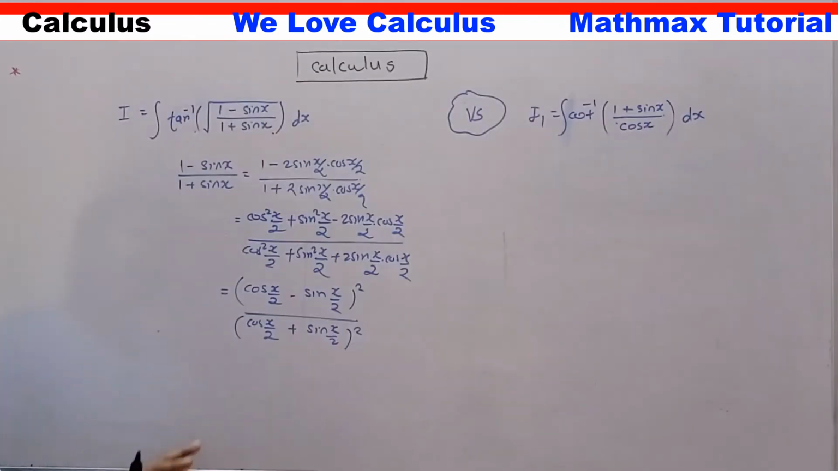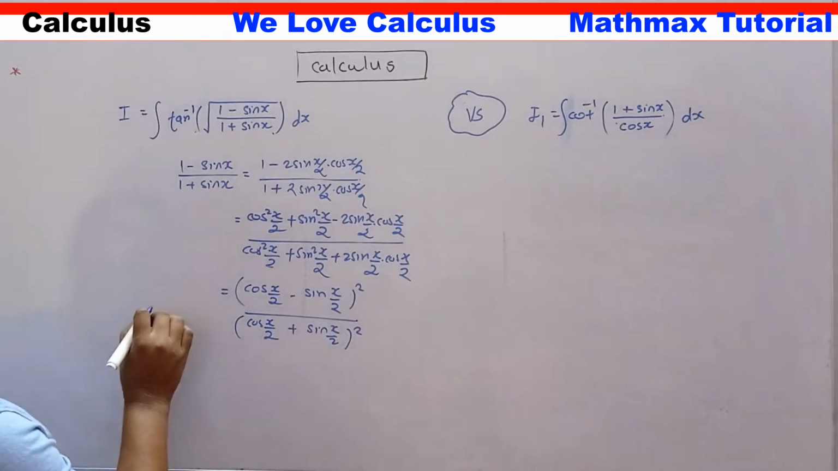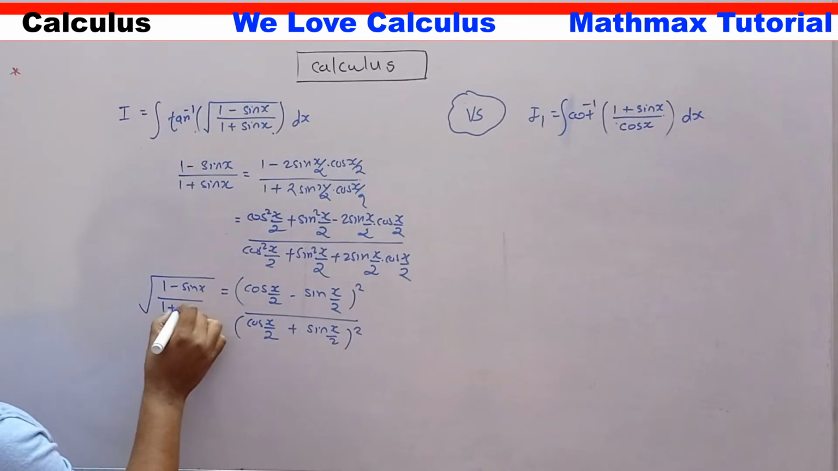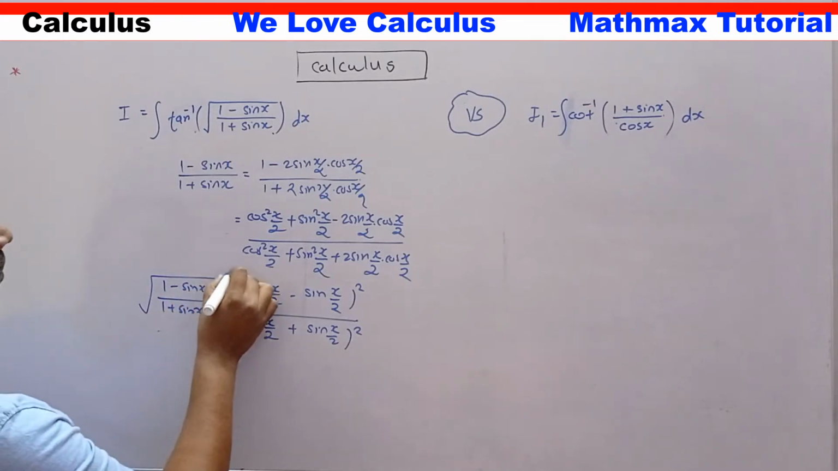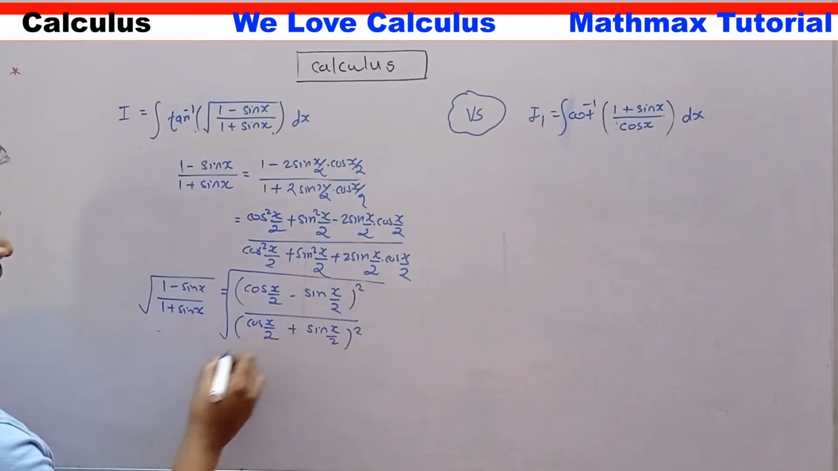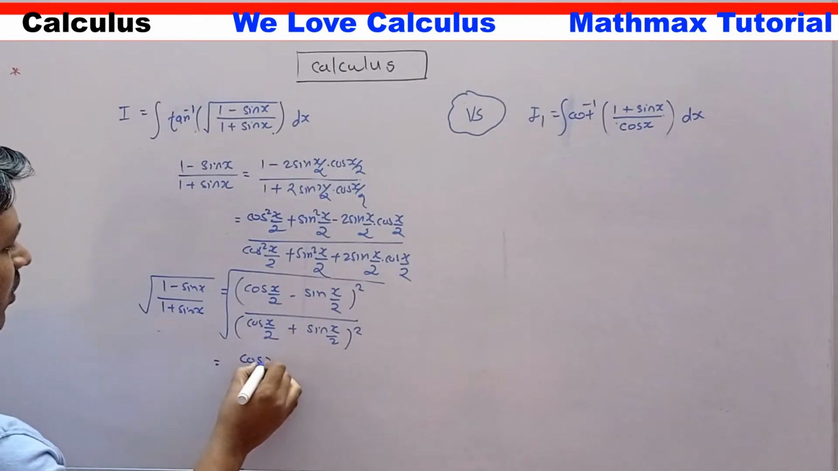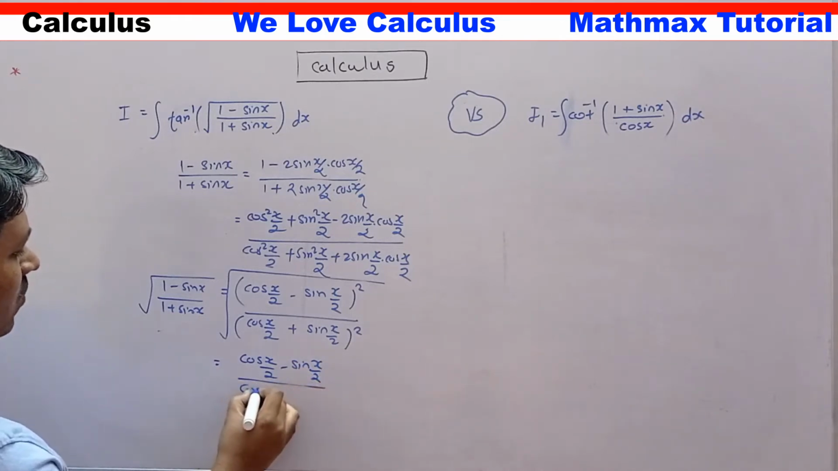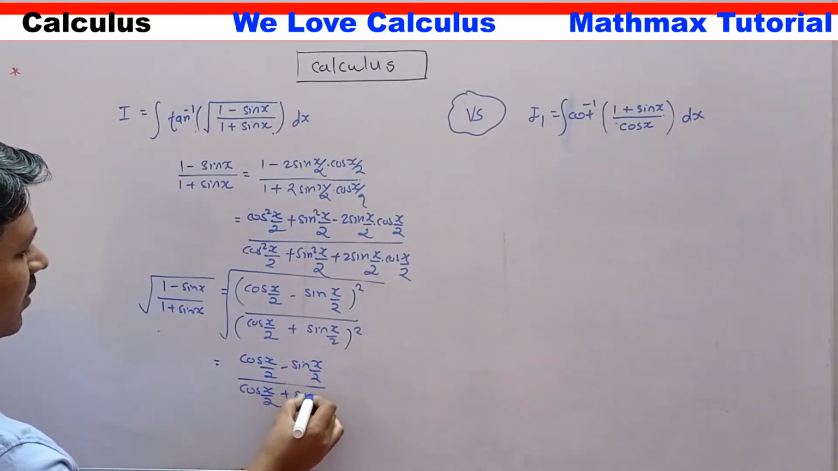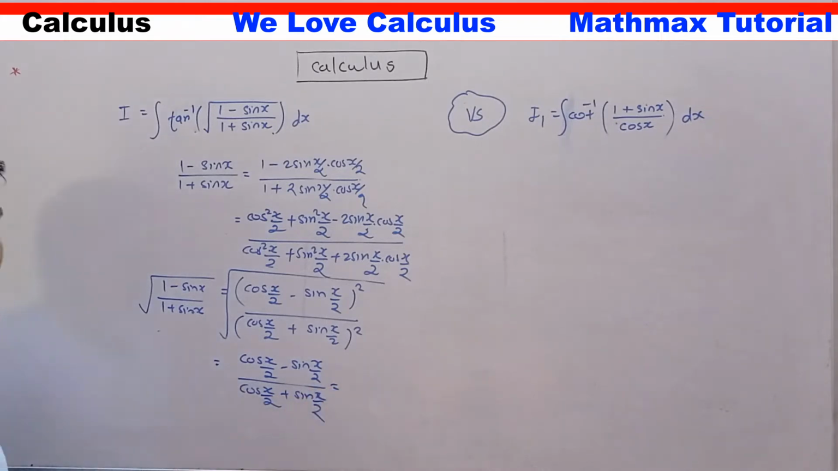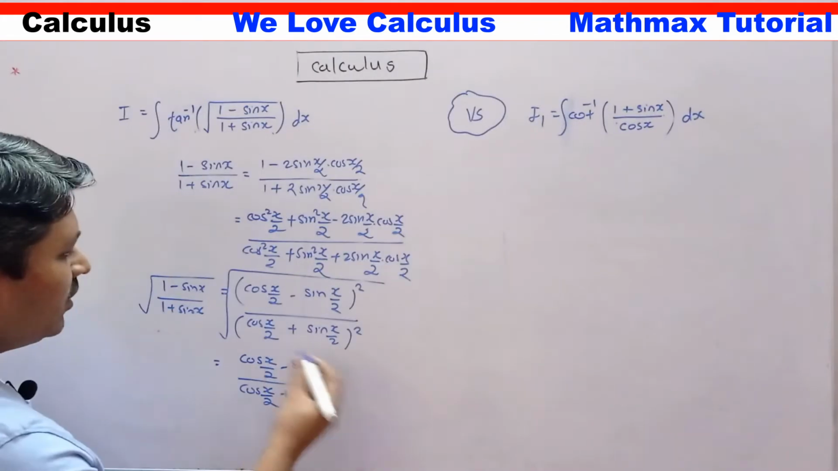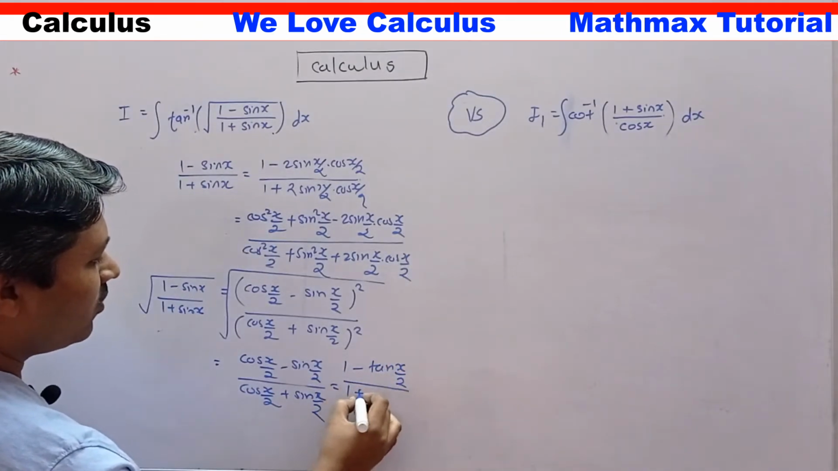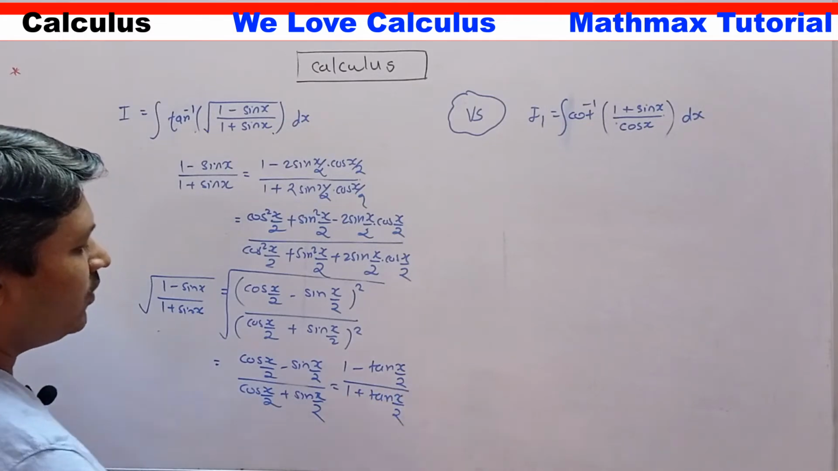Now we can take the square root of the term, that means the square root of (1 minus sin x) divided by (1 plus sin x), and we take the under root on the right side also. Yes, okay, then the terms come outside and become (cos x by 2 minus sin x by 2) divided by (cos x by 2 plus sin x by 2). Now we can divide throughout by cos x by 2, then we get (1 minus tan x by 2) divided by (1 plus tan x by 2).